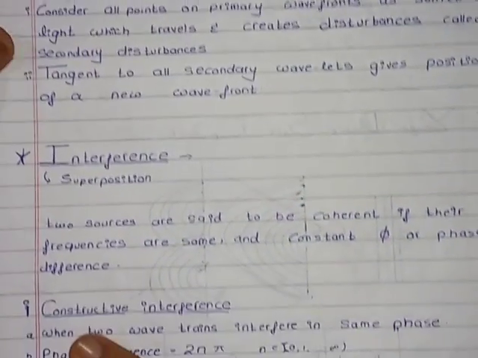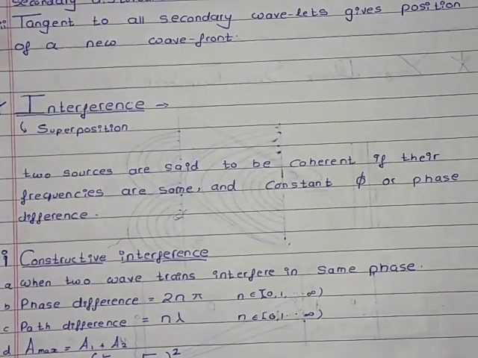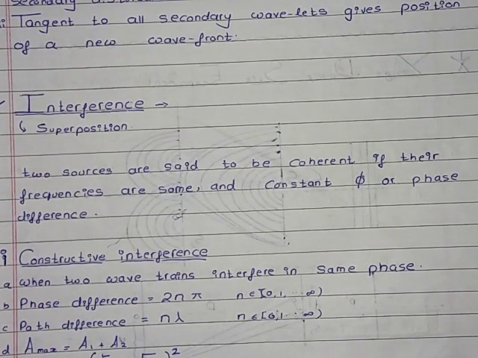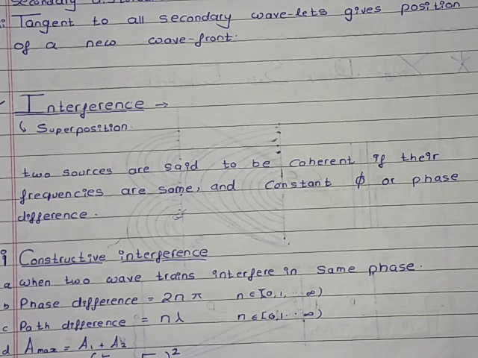Now, interference. Superposition. First, what is superposition? Two sources are said to be coherent if their frequencies are the same and they have a constant phase difference. They should be in the same phase, that is, in the same direction, I must say. And what is superposition? The meeting of two waves is the superposition.